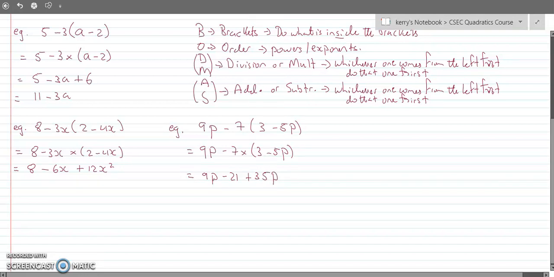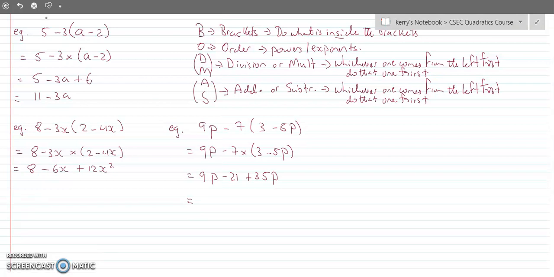Now you look through the question and see if you have any things with the same basis. This is 9p plus 35p. Now again, p is a quantity, right? We don't know what it is. Let's say in this case it's the number of pixels on a screen. So let's say that you have 9 pixels plus 35 pixels. This will give us 9 plus 35.